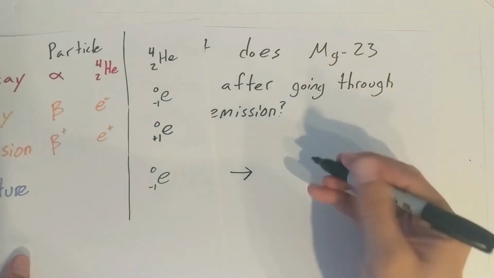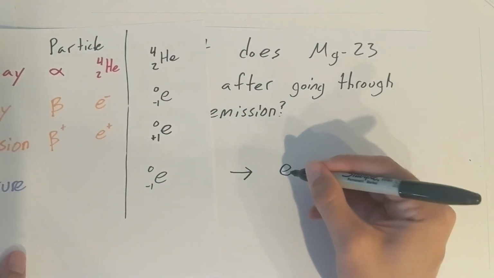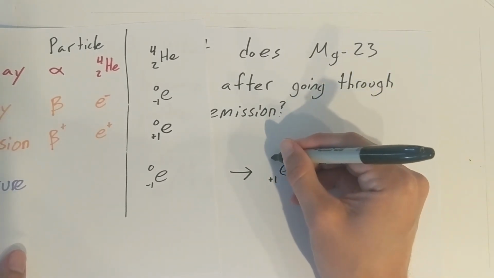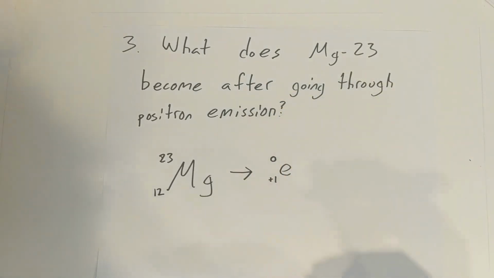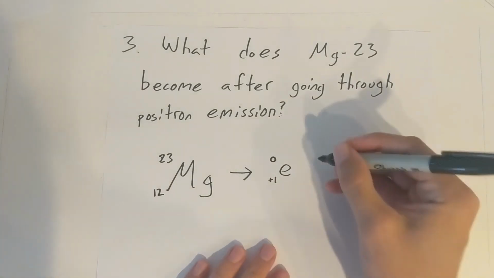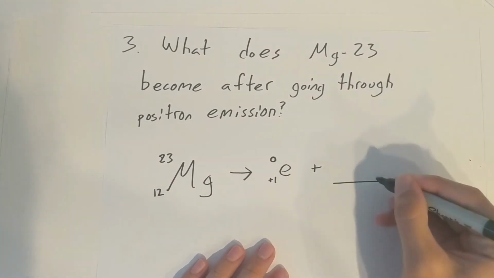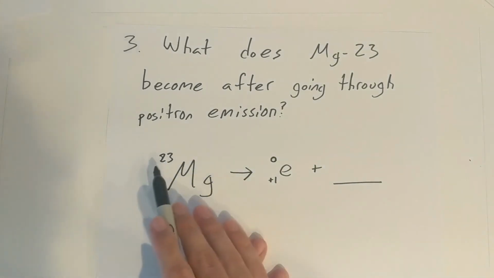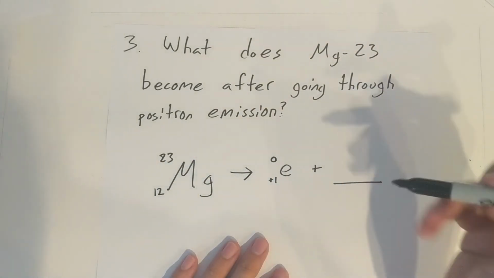Remember, positron emission is going to look like this in these math equations, 1 and 0, because that proton's becoming a neutron. So you're losing the amount of protons in our nucleus, and that charge is getting shot out. And the question is, what does that become? So we're looking for what is this right here. So the mass number is going to stay the same.